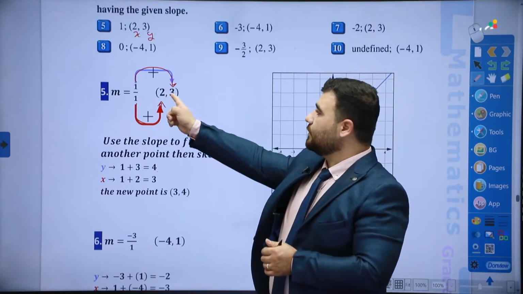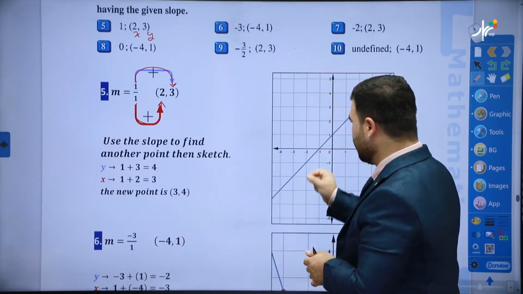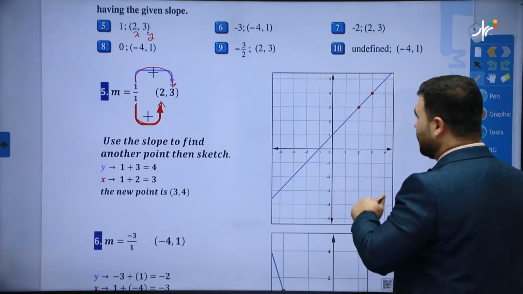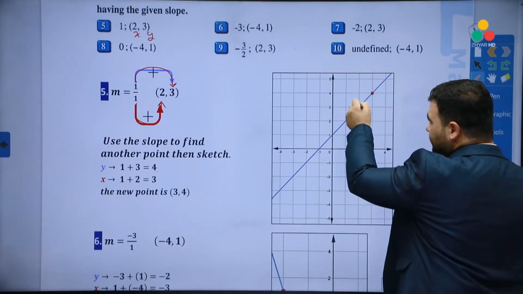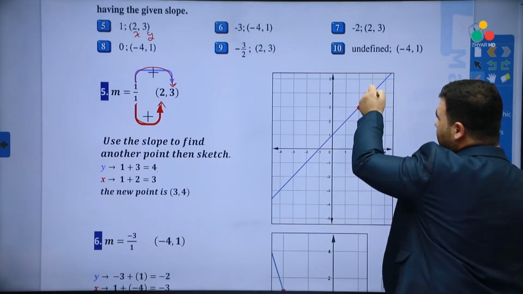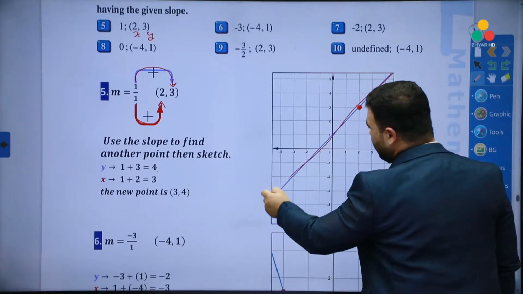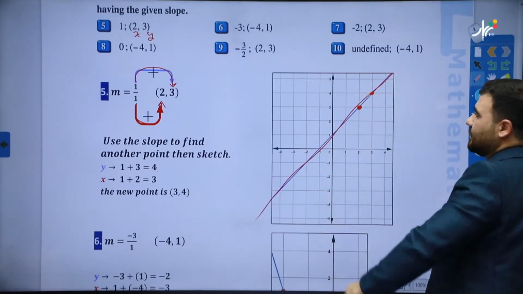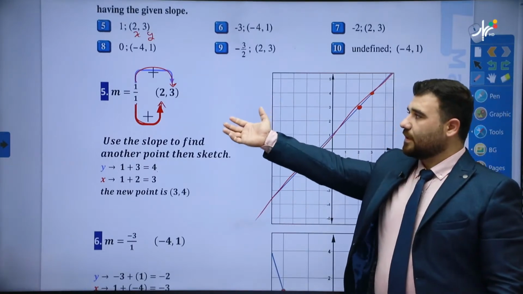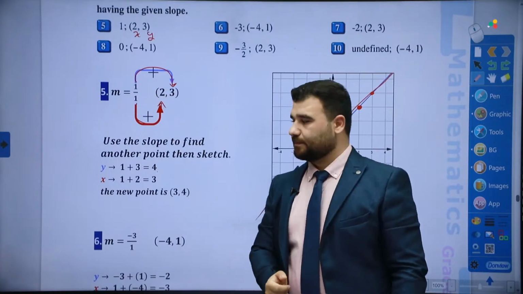I have 1 point, (2, 3). I got another point, (3, 4). Let's plot the 2 points and place a straight line between them. The point (2, 3) is right here. The point (3, 4) is here. If I place a straight line between them and extend the straight line beyond both points, this line is the graph of the line that has this point and this slope.